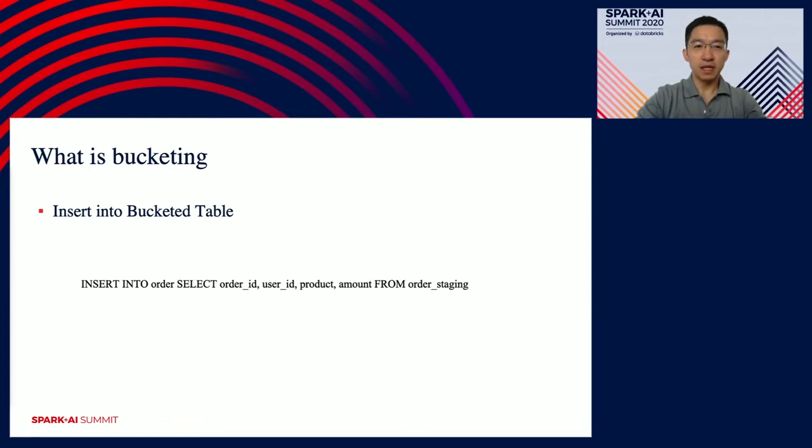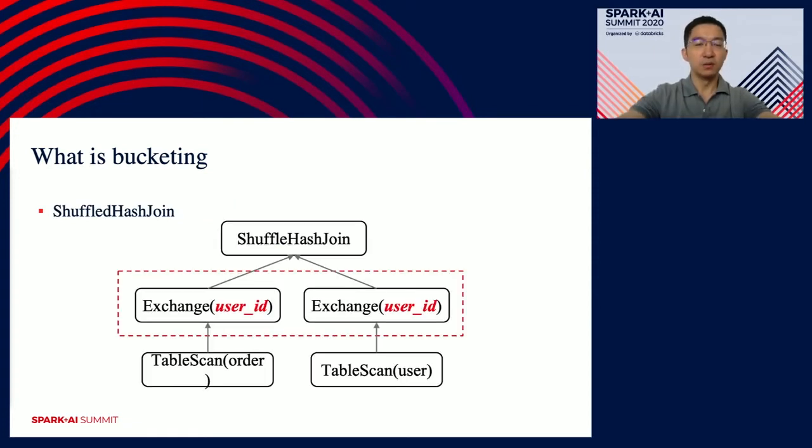When we get a bucketed table, we can insert some data set into the bucketed table, like this: insert into order, select order ID, user ID, product, amount from order staging. We can see that we just insert data into the bucketed table like what we do to insert data into a non-bucketed table. In other words, when a user inserts some data set to the bucketed table, she does not need to know whether this table is bucketed or not. When we get a bucketed table and populate the table, how can we benefit from the bucketing?